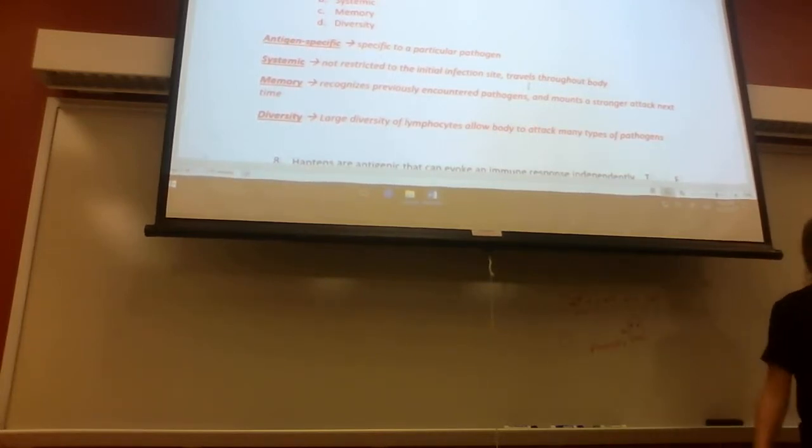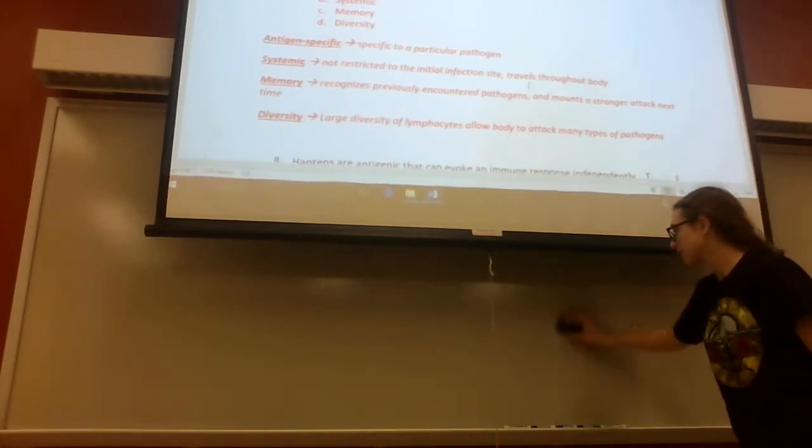And then there's diversity. There's a large diversity of lymphocytes, T and B cells, that allows the body to attack many types of pathogens. We're going to learn about 3 T cells and 2 main B cells, but then you have all your different antibodies. There's just so much diversity of the immune system. It's very complex, to say the least, but we're only going to be focusing on just a couple cells, if that makes sense.